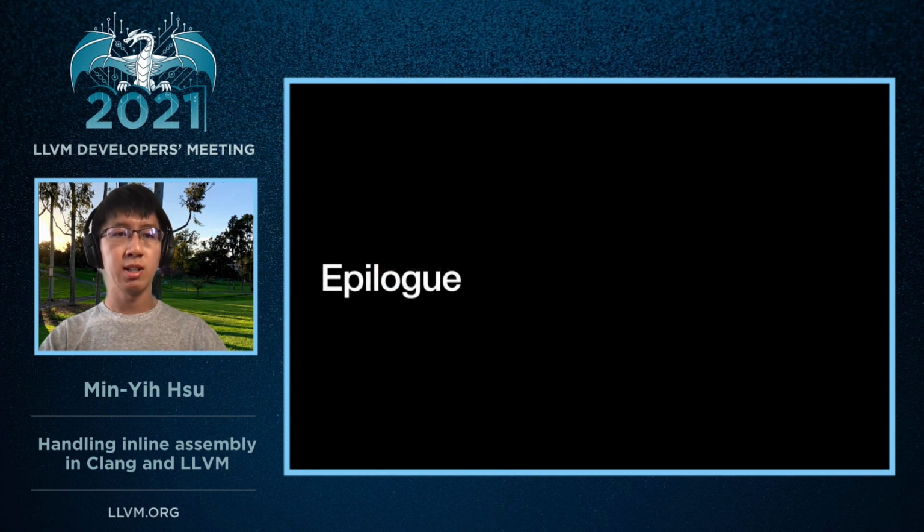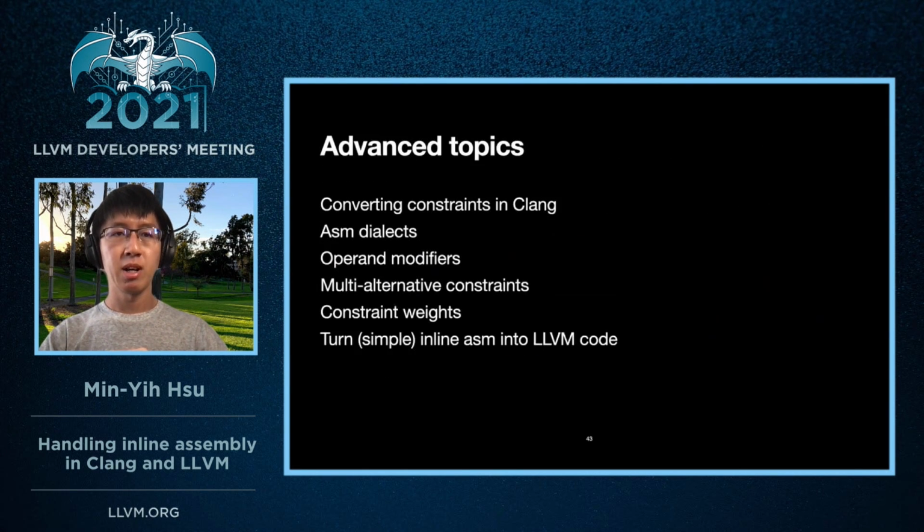So this wraps up our talk today. Of course, we only covered the essential callbacks we need to override and the roadmap you need to follow to support inline assembly. There are, of course, lots of advanced topics, including some advanced inline assembly syntax. For instance, the ASM dialects. Like if you're on x86, there are AT&T and Intel dialects or variants, and other things, like turning inline assembly into LLVM code if feasible.